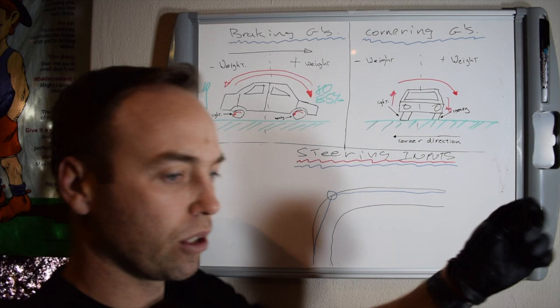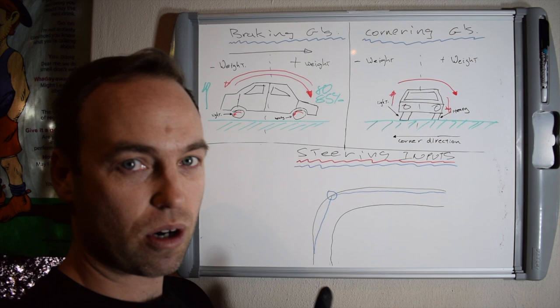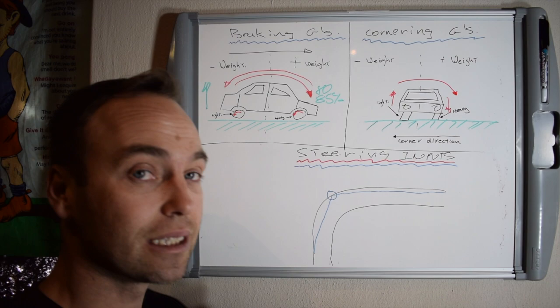You ideally want to avoid those kinds of situations. And that brings us to the trajectory of the car. The trajectory of the car is very important. Why is this important? Because it affects your exit.